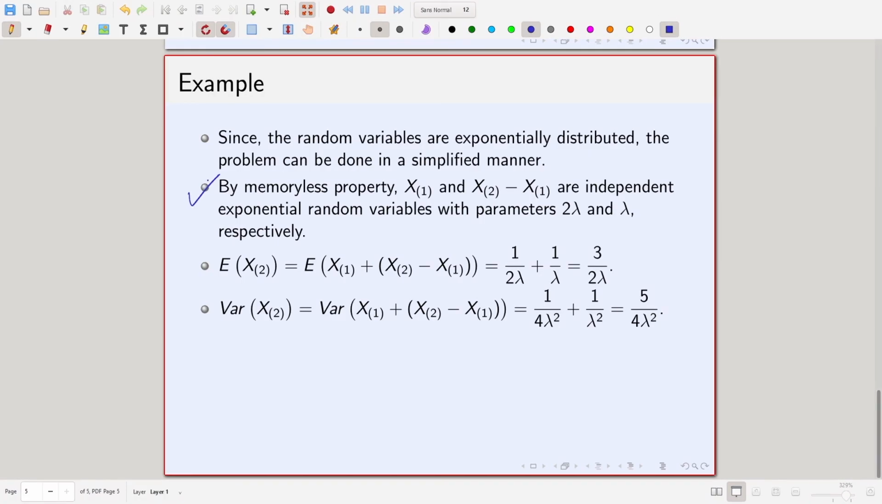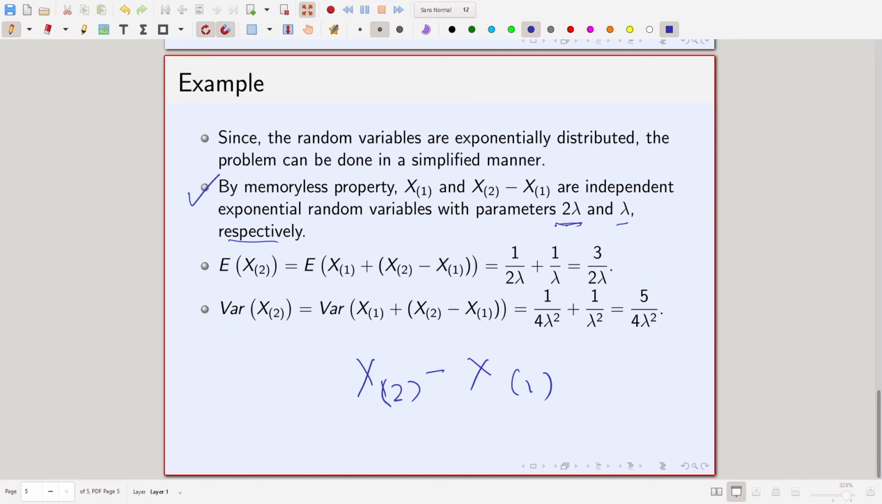So now by the memoryless property, X1 and X2 minus X1 are independent exponential random variables with parameters 2 lambda and lambda respectively. Why is that? Because what is this X2 minus X1? That is just simply like the remaining. X1 is basically the minimum of 2 exponentials, right? So that has to be again an exponential random variable with parameter 2 lambda.